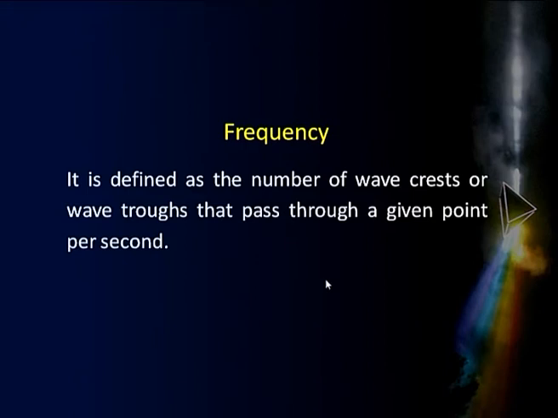Now, how do we look at frequency? Frequency is defined as the number of wave crests or wave troughs that pass through a given point per second. Now, what does it mean? Suppose I am looking at this point as my reference, and a wave is coming, moving like this. How many times does a wave crest or a wave trough pass through this point per second? That is the frequency, how often the wave is able to reach here.